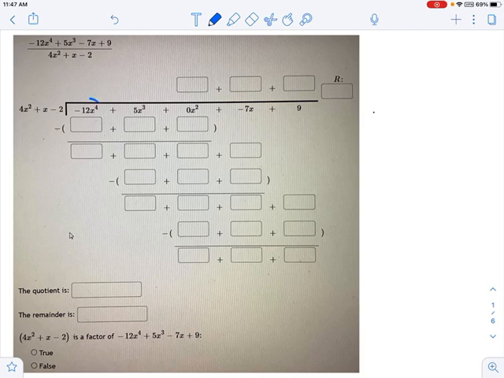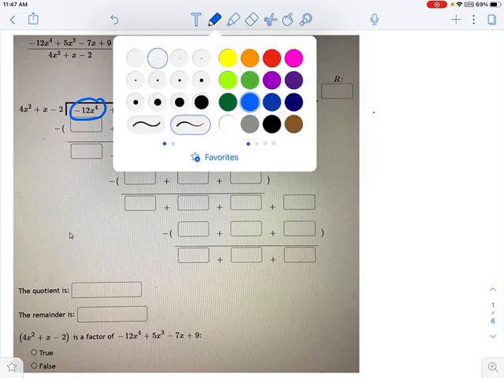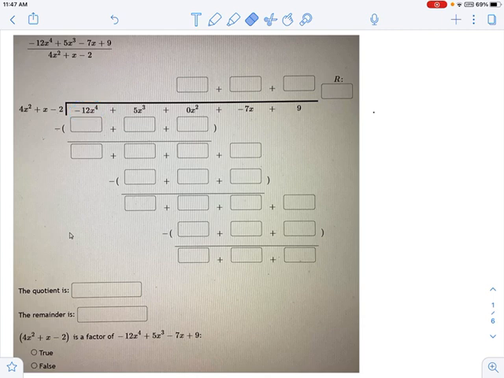First thing we do is divide negative 12x to the fourth by 4x squared. And what do we get? Little math here says this is going to be negative 3. Negative 12 divided by 4 is negative 3, and x to the fourth over x squared is just x squared. So I have negative 3x squared.